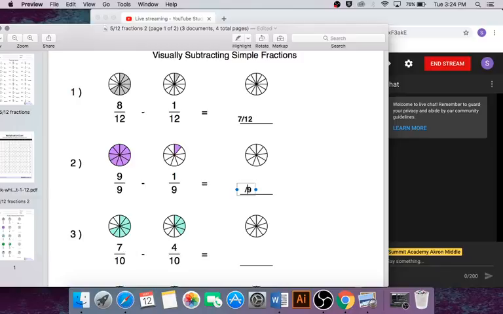This one, it's going to be over 9. As you can see, our answer is going to have 9 parts. So we have 9, and we take away 1. 9 minus 1 is 8. So our answer is going to be 8 over 9.